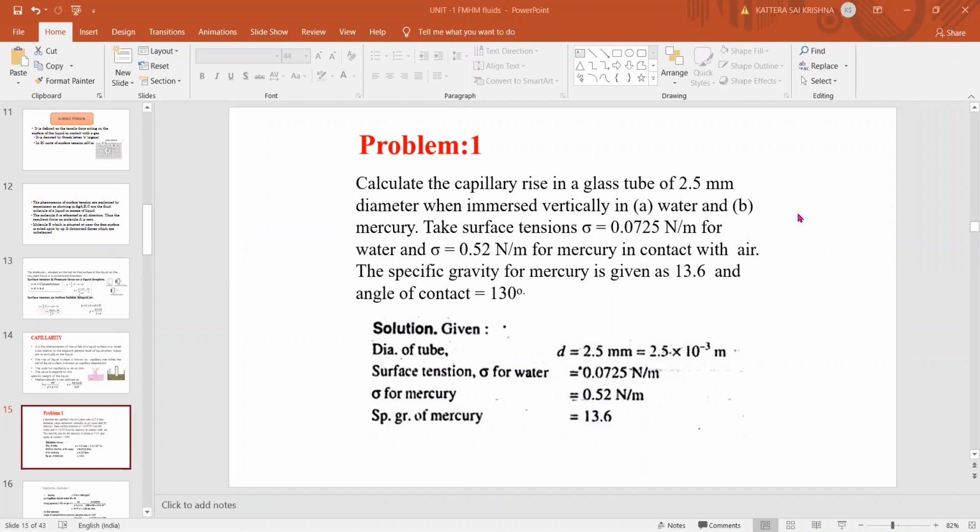First, the diameter of the tube is given. D equal to 2.5 mm. Please convert this into meters. That is 2.5 into 10 power minus 3 meter. Later, if you see, all other terms are in meters only, so no need of any conversions.